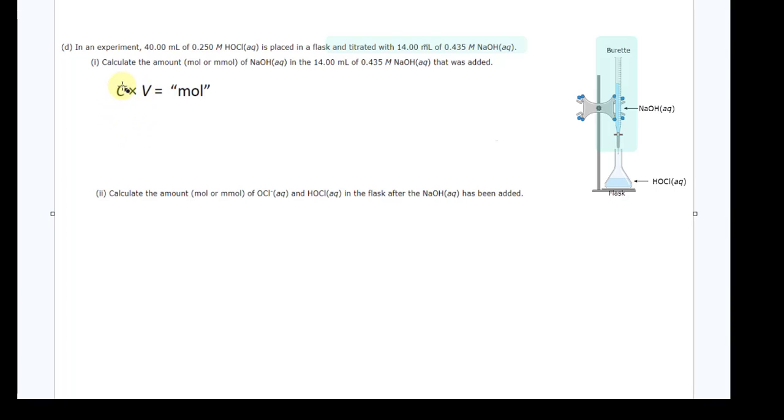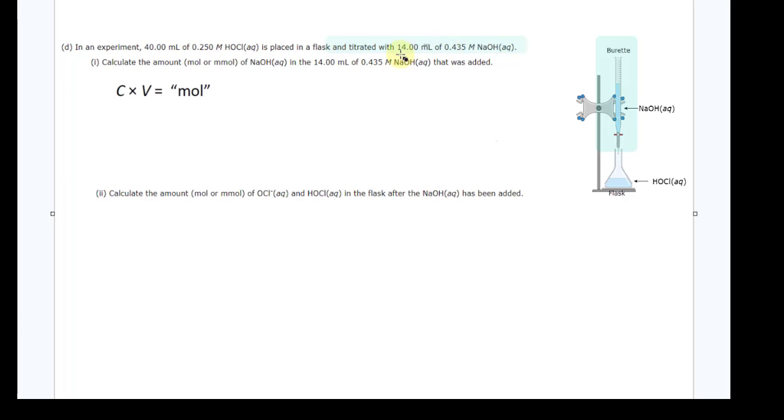And of course, you know this. Concentration times volume will end up giving you moles, the amount. This is just like we know that if you take grams and divide it by molar mass, we get the amount. This is one of the equations that by now should be second nature to you. So let's do the calculation.